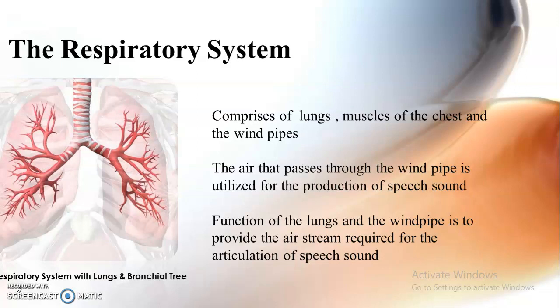So the first part is the respiratory system. As you see in the picture, it comprises the lungs, the muscles of the chest, and the windpipe. The lungs will always be filled with air. When the muscles of the lungs contract, all the air that is stored in the lungs is pushed out. Now this airstream passes through the windpipe and reaches the mouth or the oral cavity. Again, when the chest muscles expand, the lungs will once again get filled with air.